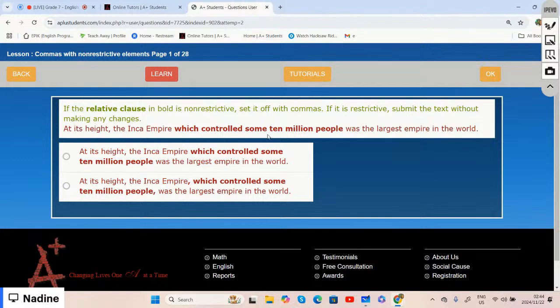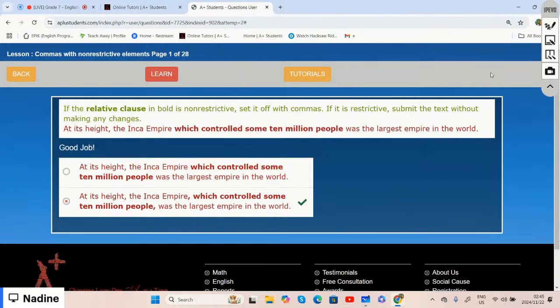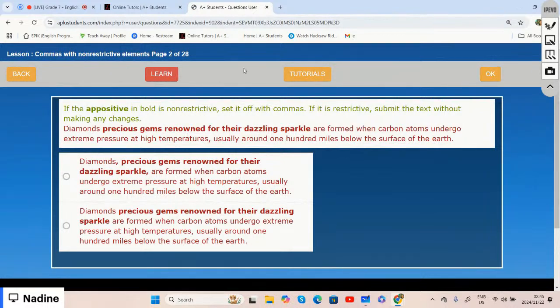So now we need to say which one is correct, option 1 or option 2. And if we look at that sentence, then we need to basically add commas over here. So it being restrictive or non-restrictive, and set it off with commas. So it's option 2. All right, let's choose one more and then we are done.